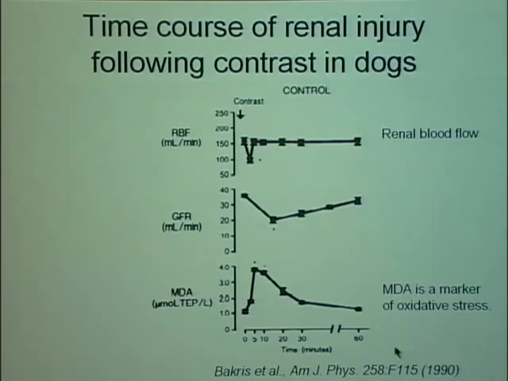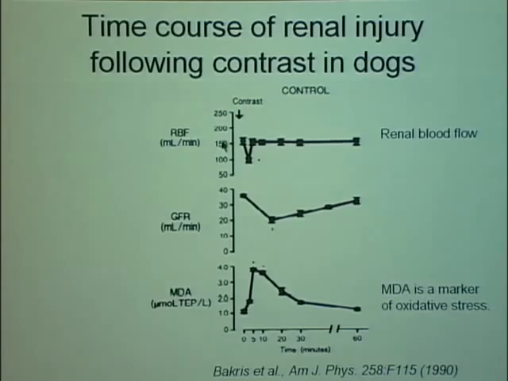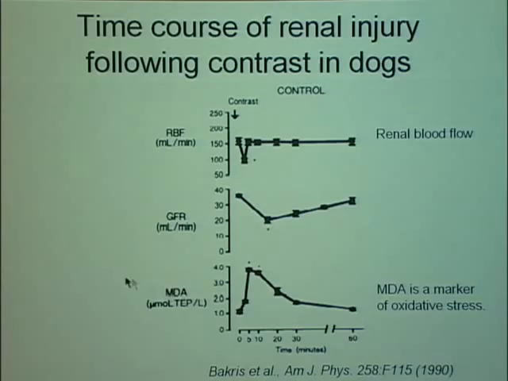And let me show you a couple of things just to point out the time course of vasoconstriction in particular. This is a very old study. Well, actually, it's not that old. This one's from 1990, looking at dogs and infusing a not directly toxic dose of contrast just to see the hemodynamic effects of iodinated contrast. And so plotted versus time here is renal blood flow, GFR, and a marker of oxidative stress, malondialdehyde, I believe, is the compound. Notice the time course here. This is 5 minutes. That's 10 minutes. So this is very fast.